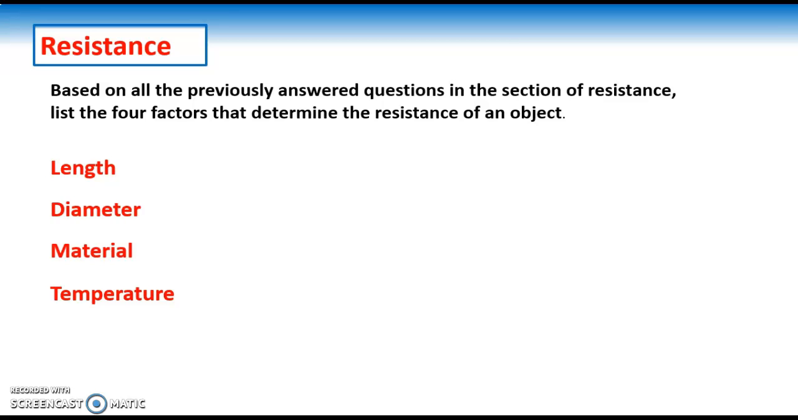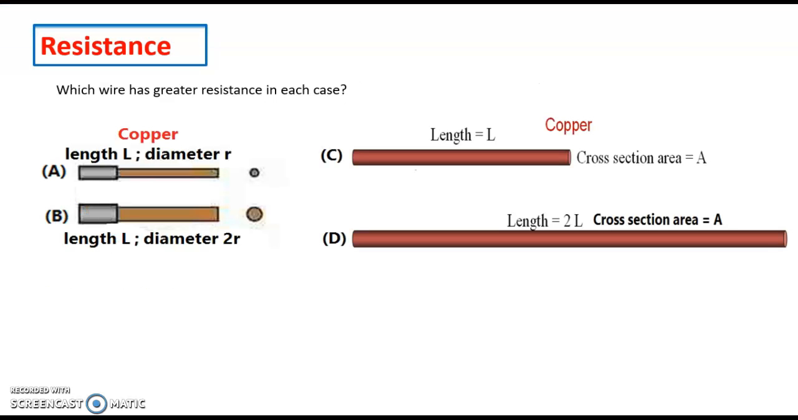So based on all the previously answered questions in the section of resistance, list the 4 factors that determine the resistance of an object. The length affects the resistance. More length, more resistance. The diameter being narrower means more resistance. And the material, we mean whether it's a conductor or insulator, or even if we want to compare more than one conductor, each one has its own resistance. Some materials are more conductive than others, so they are less resistive than others, and so on. And the temperature is the 4th factor.